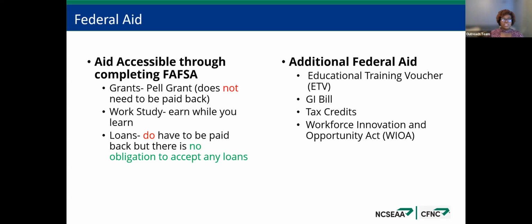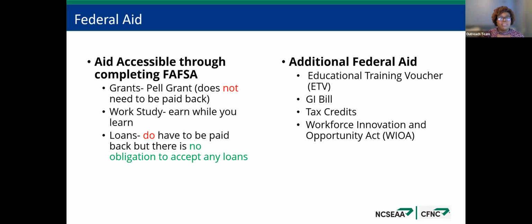And then lastly, students are also able to access federal student loans through the FAFSA. So as we all know, loans do need to be repaid, but submitting the FAFSA does not obligate students to accept any of the loans that they are offered. I think that's a really important thing to share with students.